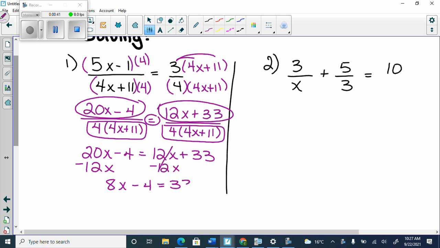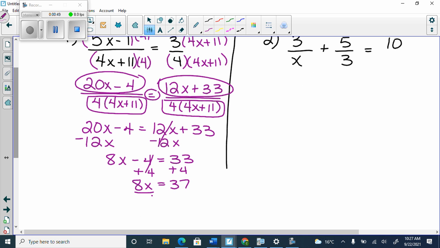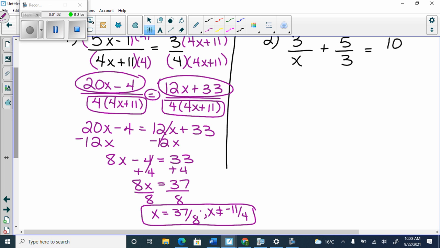Some of you move the number first. That's okay. Add 4. 8x equals 37. Divide by 8. X equals 37 over 8. And then x can't equal negative 11 over 4. You always have to follow behind with your non-permissible values, because if your answer was a non-permissible value, it would be extraneous. It will happen sometimes. Okay.